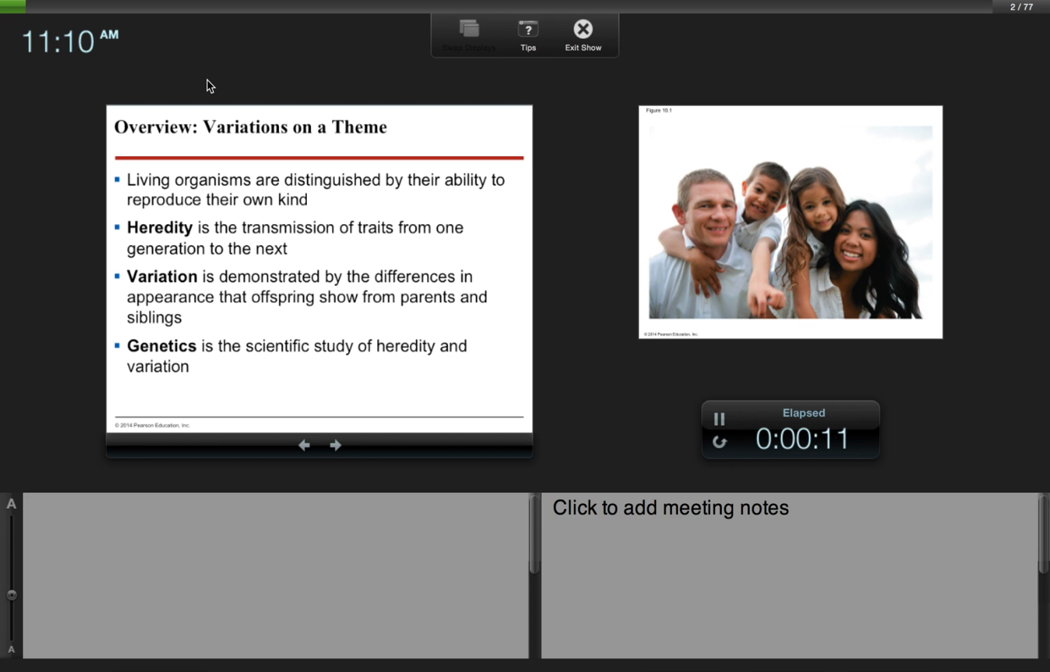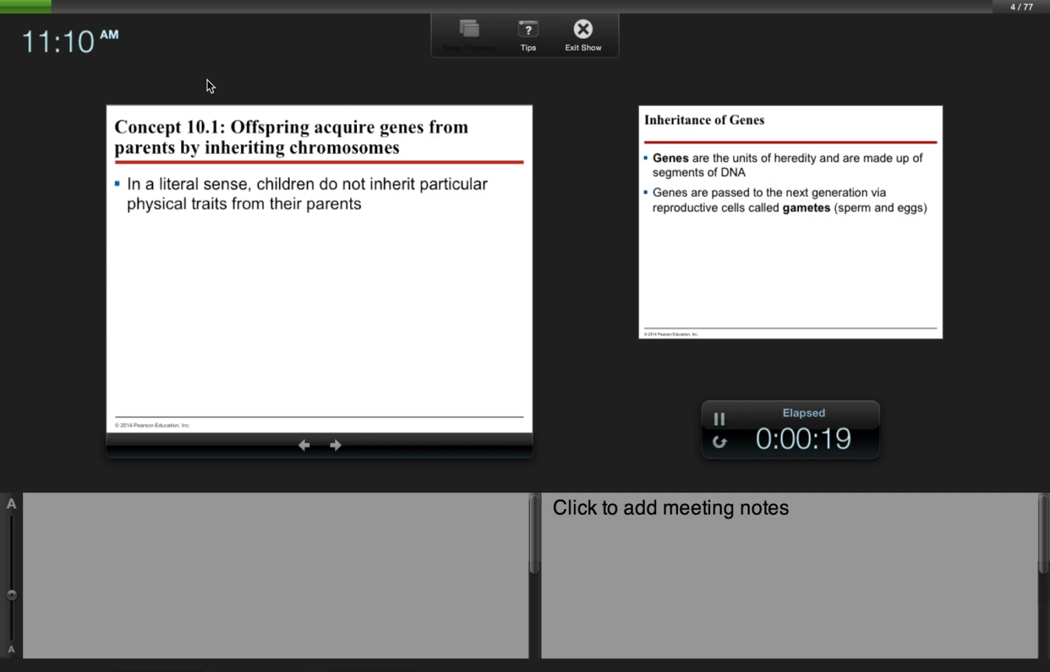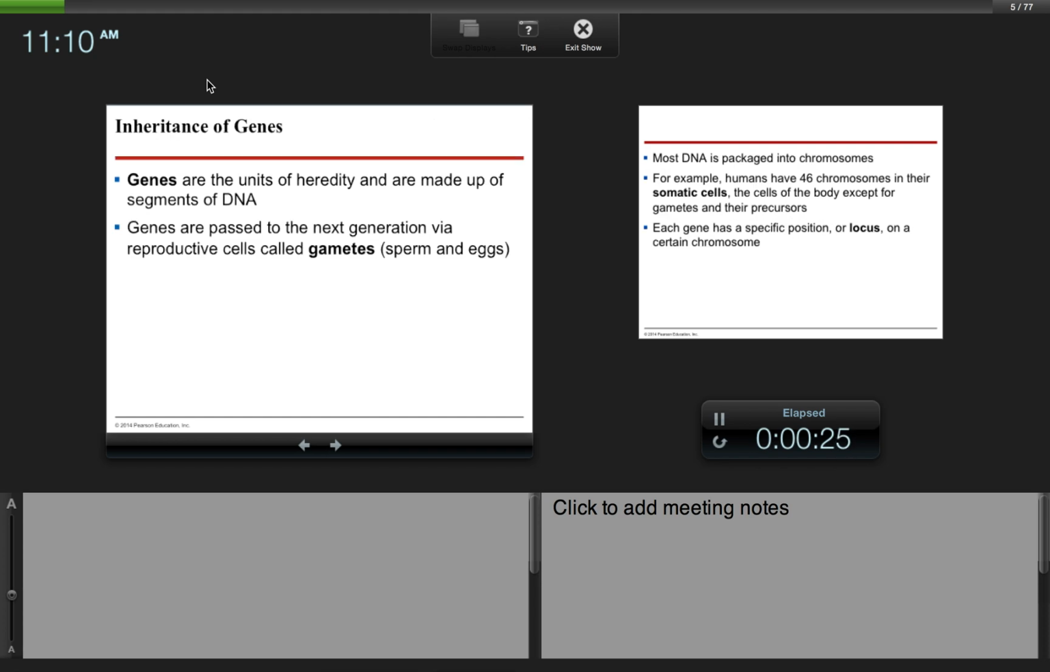Variation is demonstrated by the differences in appearance that offspring show from parents and siblings, and genetics is the scientific study of heredity and variation. In a literal sense, children do not inherit particular physical traits from their parents. What they do inherit are genes, which are units of heredity that are made up of segments of DNA. Genes are passed to the next generation via the reproductive cells called gametes, which are your egg and sperm.